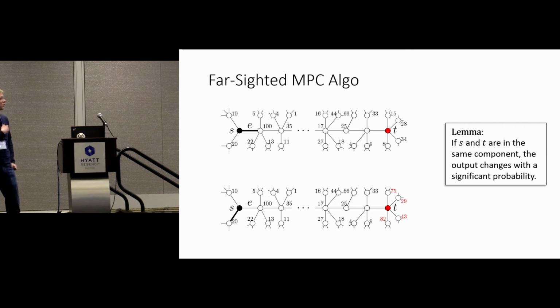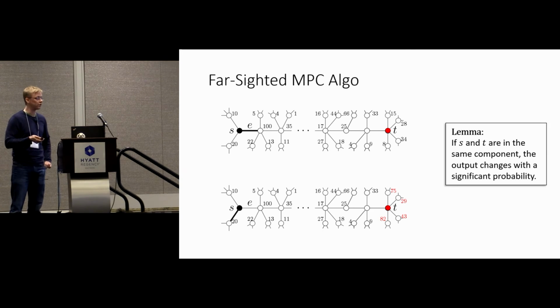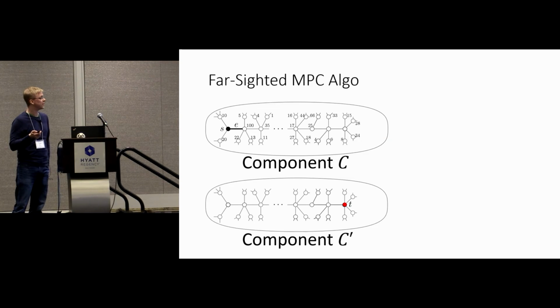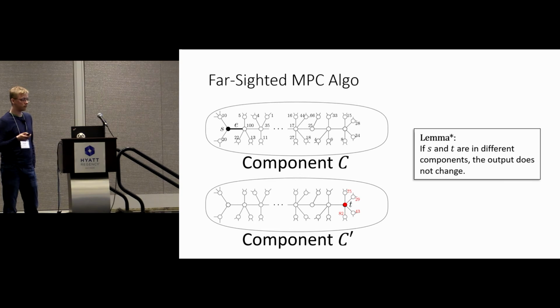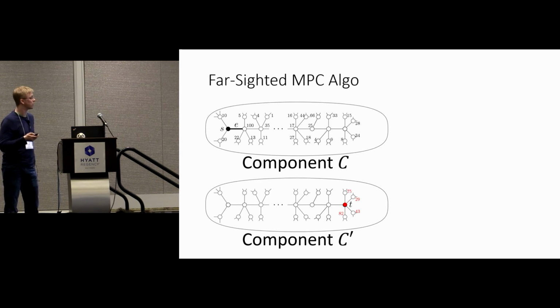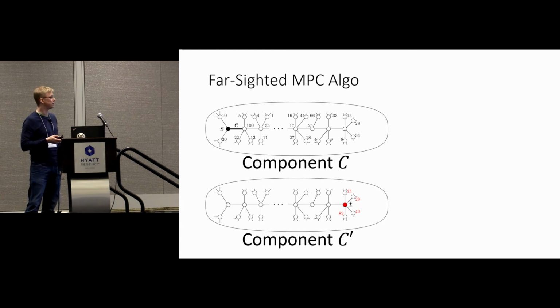So essentially, I created a test for how I can figure out if I'm in the same component with this edge E. And then, if I have the case where they are in different components, at least intuitively, this test should fail. Okay, so if I do change the local input around T, then why should this edge E in another component care about that?